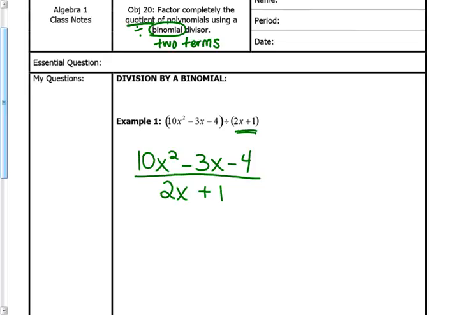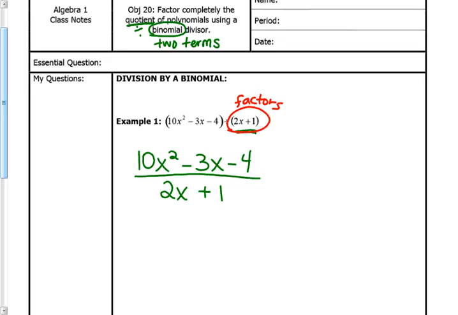The reason why we can divide it this way is because technically this 2x plus 1 here is one of the factors of 10x squared minus 3x minus 4. So by dividing this whole polynomial by one of its factors, we can actually find the other factor. So we're doing the division to find the other factor. That's what's really going on here.